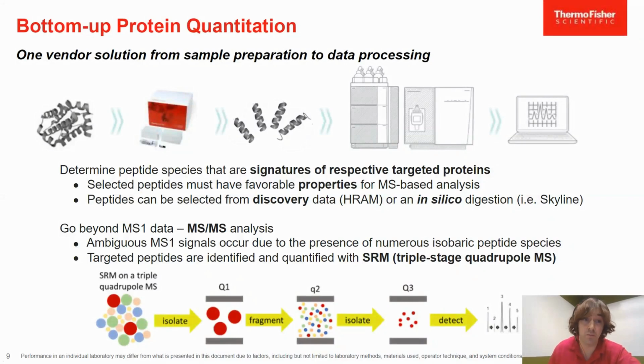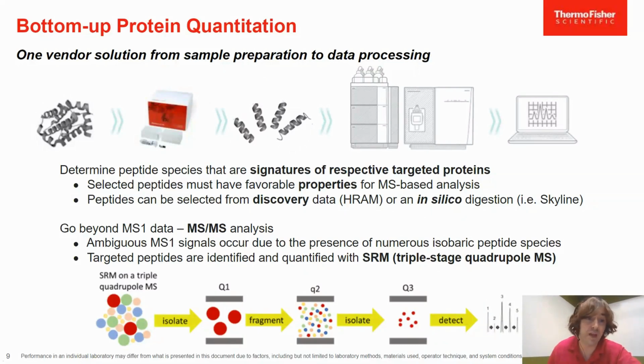As previously mentioned, all of the work in this talk will be following bottom-up workflows, where a restriction enzyme, such as trypsin, is used to digest proteins in a sample, generating peptides. These peptides may then be used as signatures for their respective origin protein, with at least several peptides not likely to be present in non-targeted proteins being required for accurate quantitation. The targeted peptides must have favorable properties for LCMS analysis and may either be selected from discovery data using high-resolution accurate mass spectrometry, or through in silico digestion.